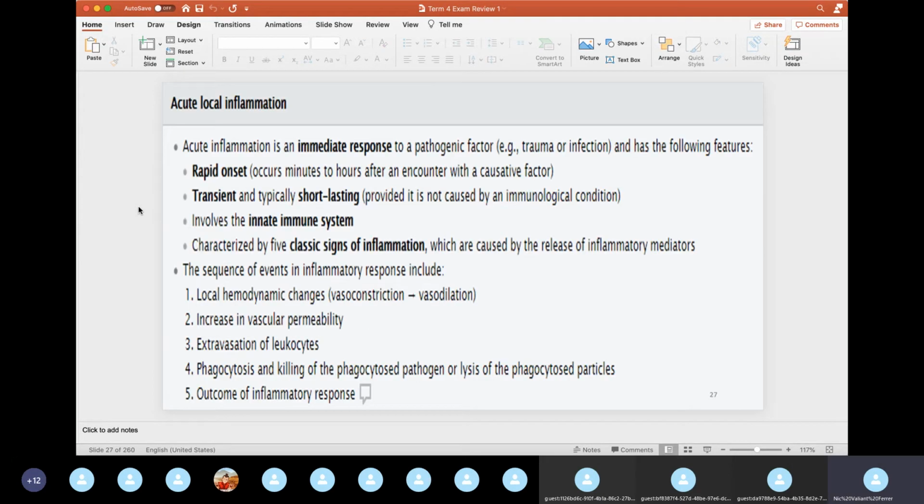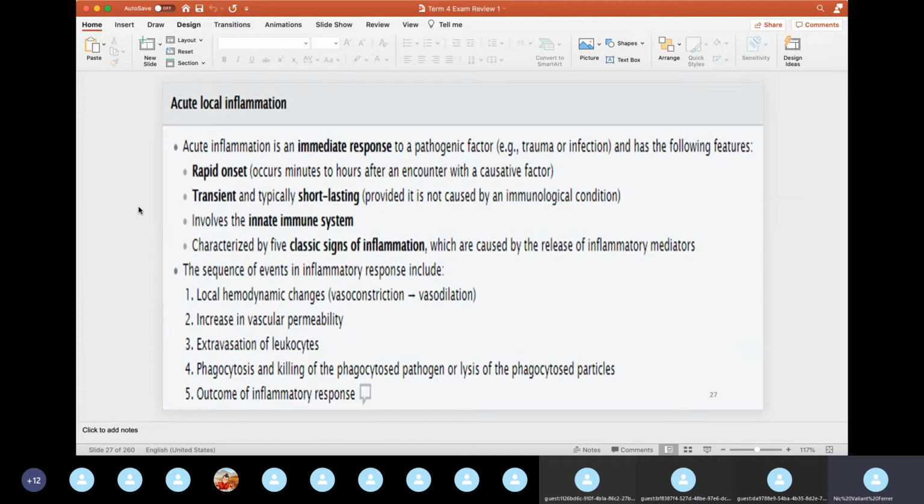Now, let's talk about inflammation, acute local inflammation. This is an immediate response to what? To a pathogenic factor. Is it rapid? It is rapid onset. Is it short-lasting? It is short-lasting. Is it transient? It is transient. What kind of immune system does it involve? Is it the innate or the adaptive? Only the innate immune system. It is characterized by what? Your five classic signs of inflammation.